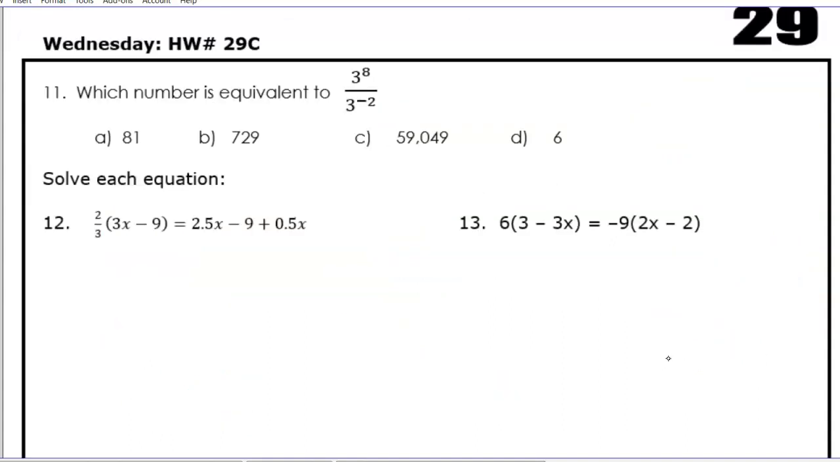Turn the paper over. When you divide like bases, you keep the base the same and you subtract the powers. So that gives us 3 to the 10th. So I pick up my calculator, I perform 3 to the 10th.